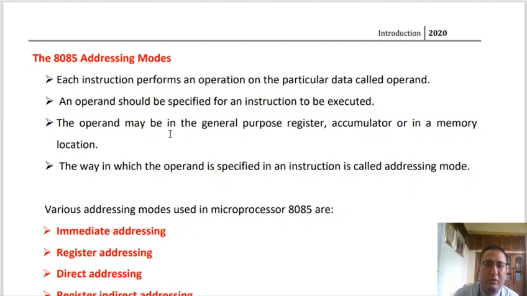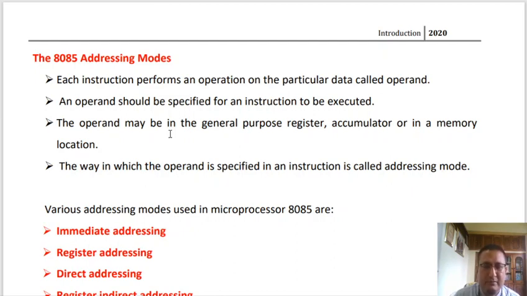Now, the way in which the operand is specified in an instruction is called the addressing mode. So this is very much important. Each instruction is capable of performing an operation on the operand, and the operand has to be specified in the instruction whenever it is to be executed. The operand may reside in a general purpose register, in the accumulator, or in a memory location. This is a very important concept that you need to understand.